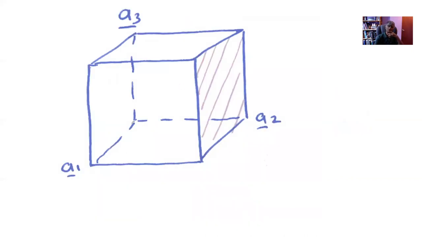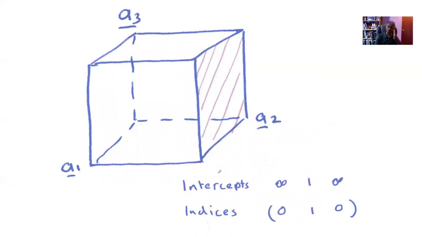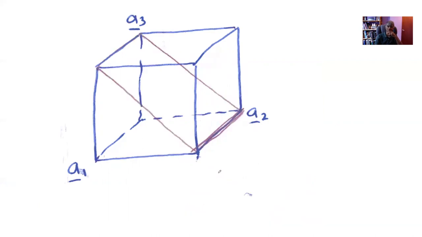This is a bit more difficult. So this plane has no intercept along A1, or you could argue that it will intercept A1 at infinity. It has an intercept of 1 on A2, and it has no intercept on A3. So the intercepts are infinity, 1, and infinity. If I take the reciprocal of that, and if you assume that 1 divided by infinity is 0, then the indices are 0, 1, 0. Another example where this red plane has no intercept along A1, in other words, it intercepts it at infinity. Along A2, the intercept is 1, and along A3, it's 1. So the indices are 0, 1, 1, the reciprocal of infinity, 1, and 1.